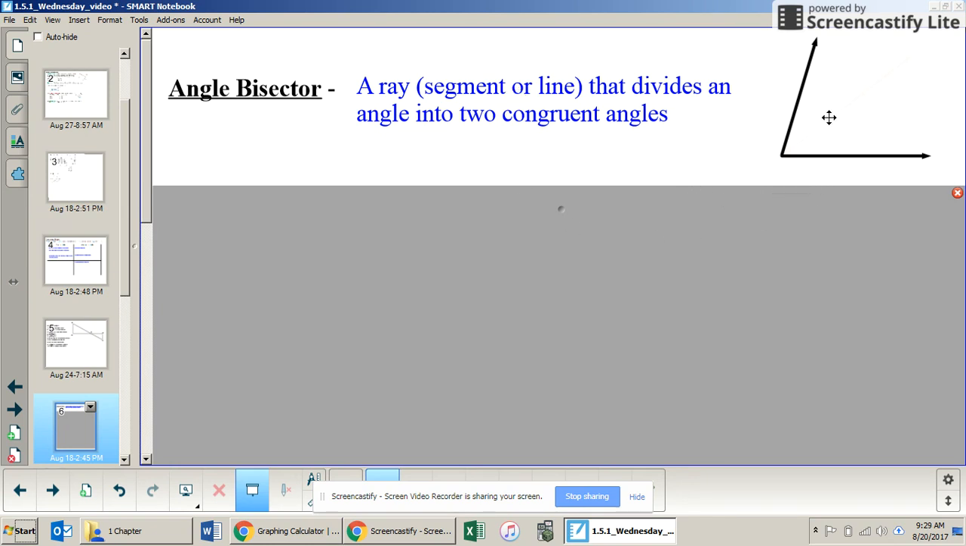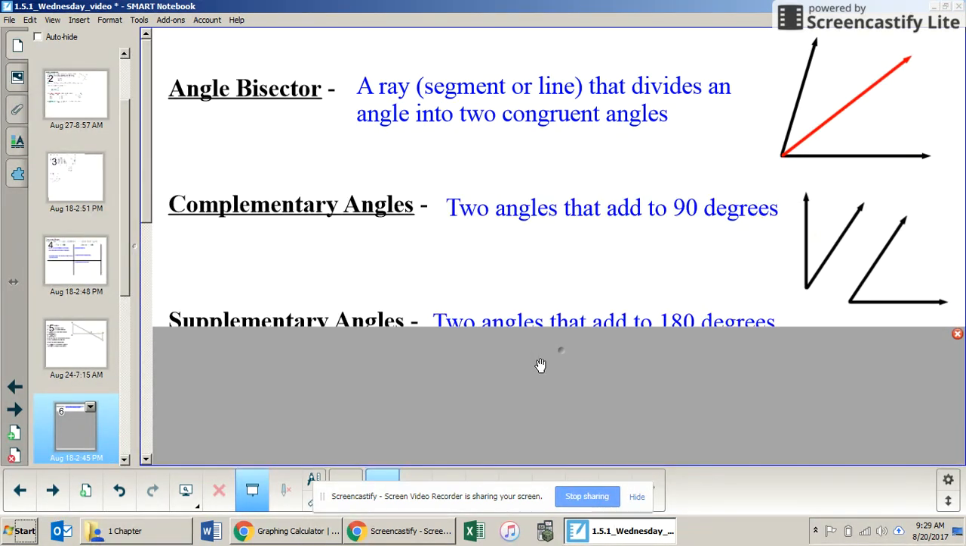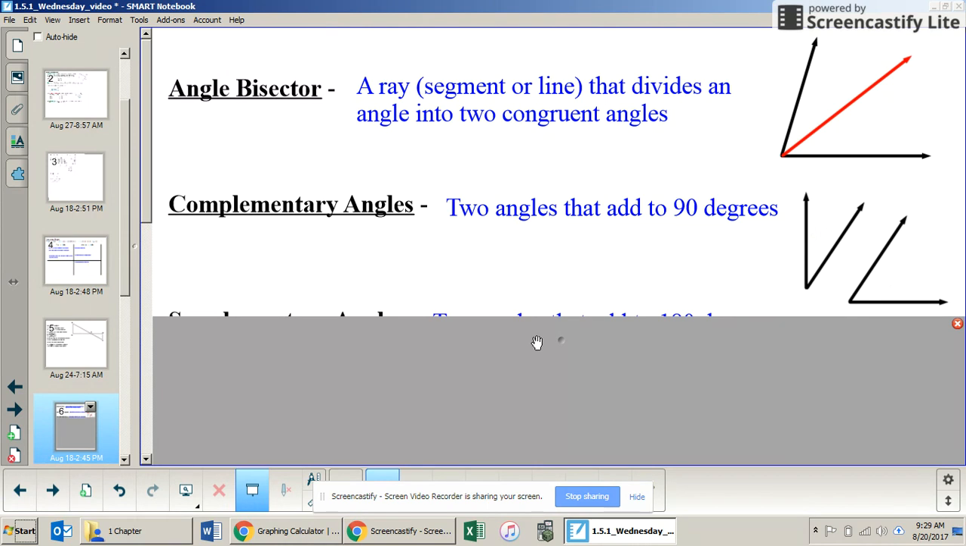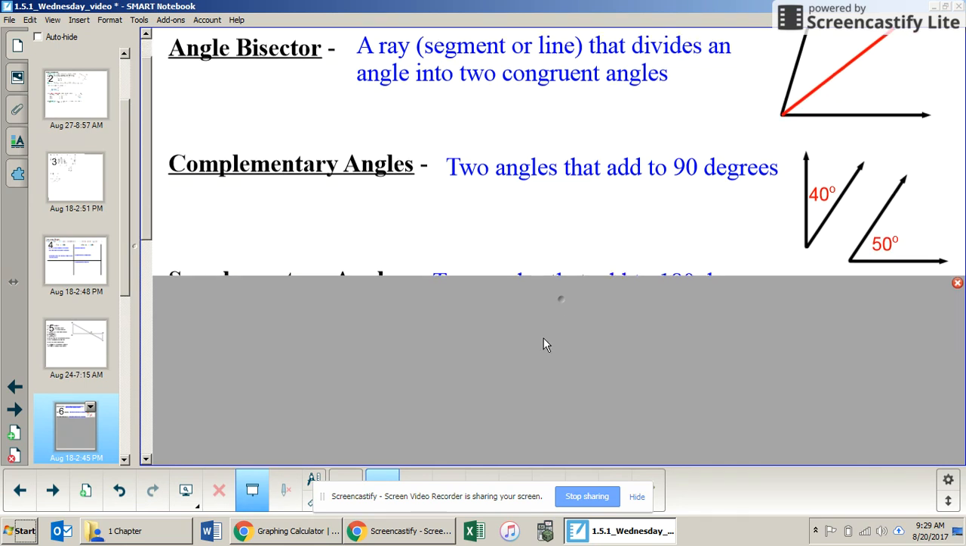So here we have an angle, and this red would be an angle bisector if the top angle and the bottom angle are congruent to each other. So that would be your angle pair. Complementary angles are two angles that add to 90 degrees. These angles would be complementary if we knew their measurements. If one of them is 40 and the other one is 50, then they are a complementary pair.